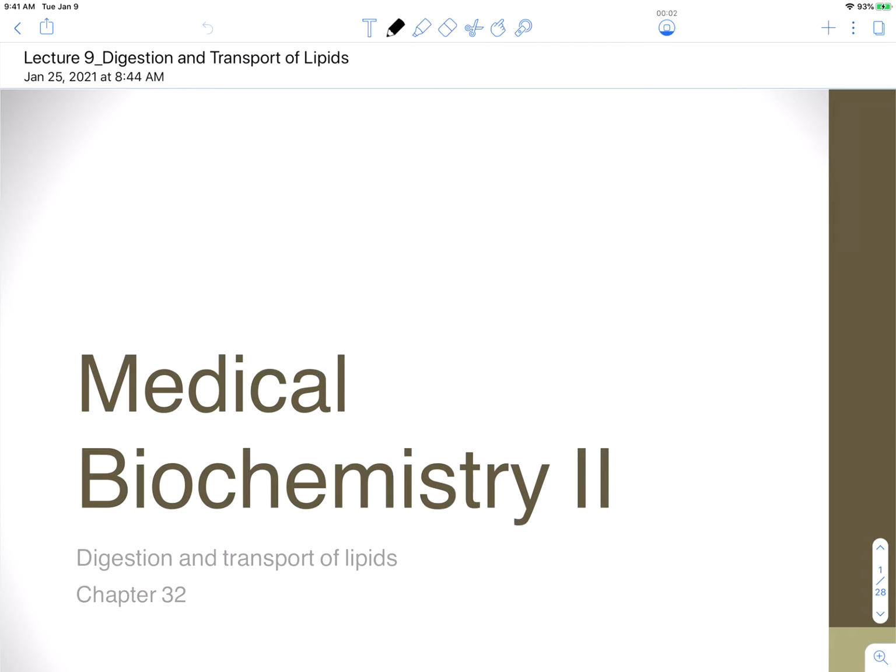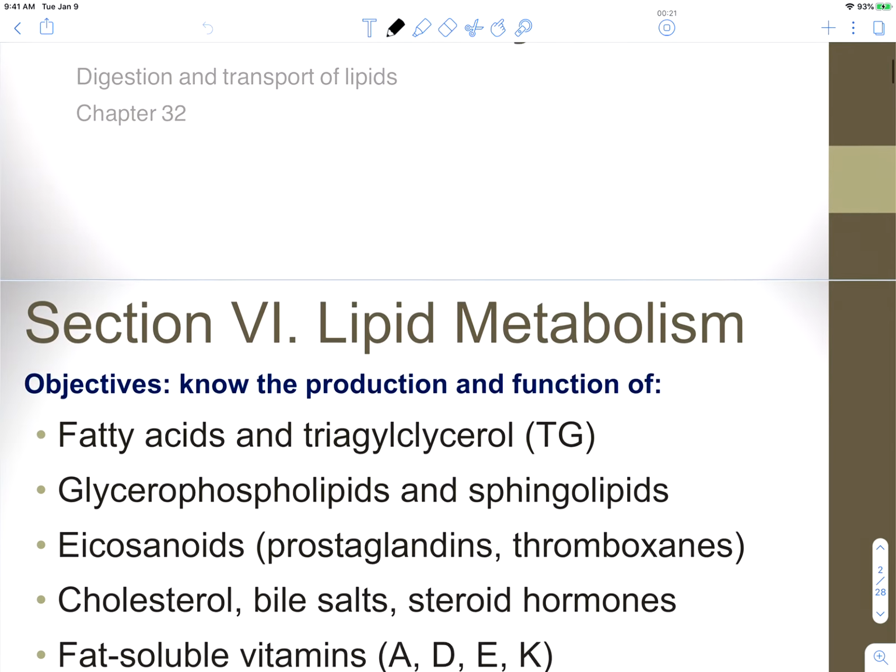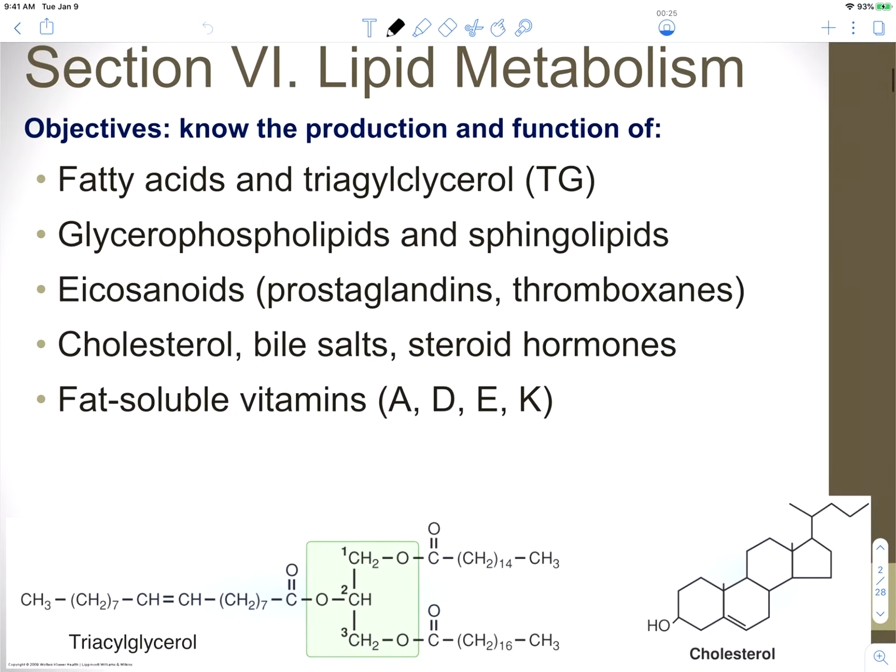Okay, so now we are going to begin lipid metabolism, and this lecture will be on midterm 1. This is a very short lecture just talking about the digestion and transport of lipids. We're also going to give just a very brief overview about what lipid metabolisms we are going to be touching on throughout this course. So with respect to lipid metabolism, we're going to talk about the production of our fats.